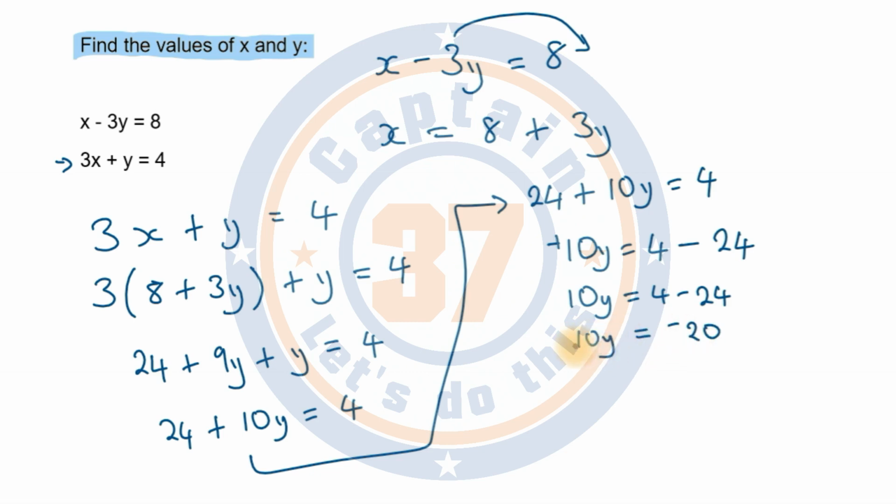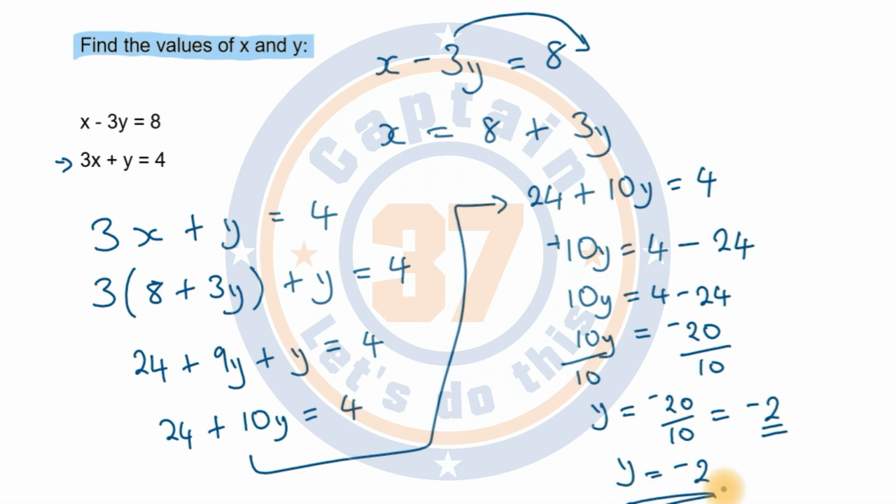To get rid of this 10, we need to divide this by 10 and also divide this side by 10. So we're going to remain with y is equal to negative 20 over 10. 10 into negative 20, the answer is negative 2. So y is equal to negative 2.